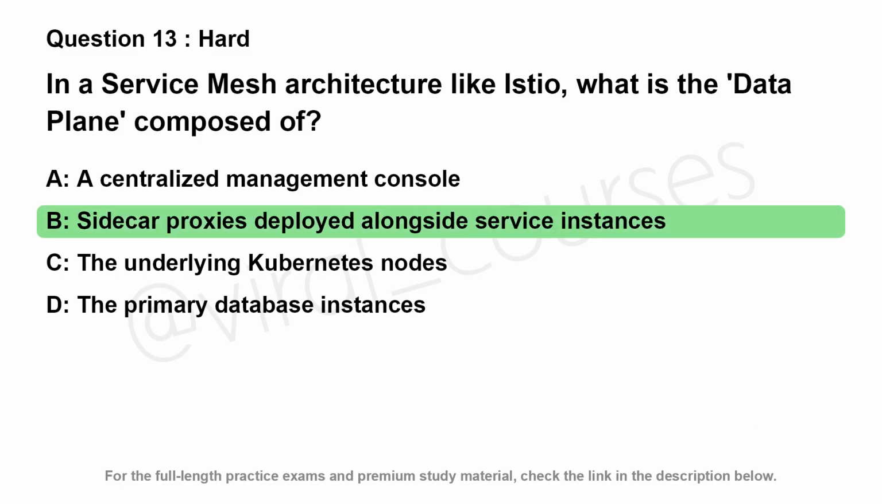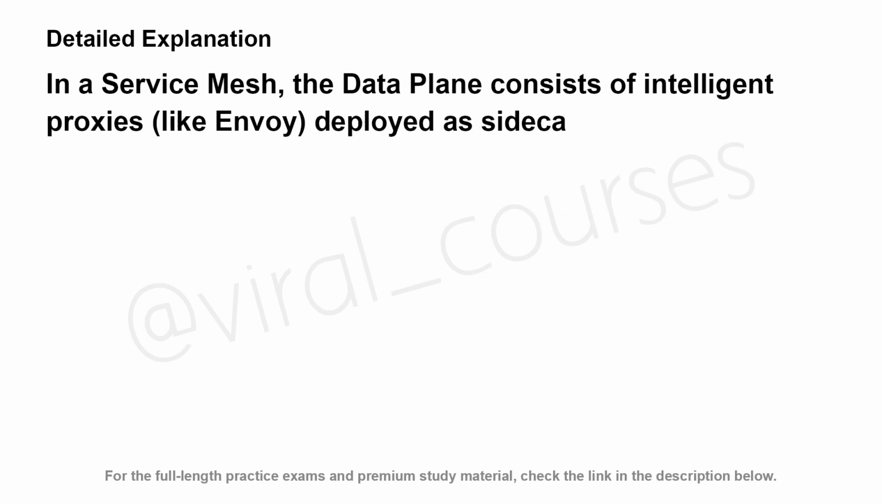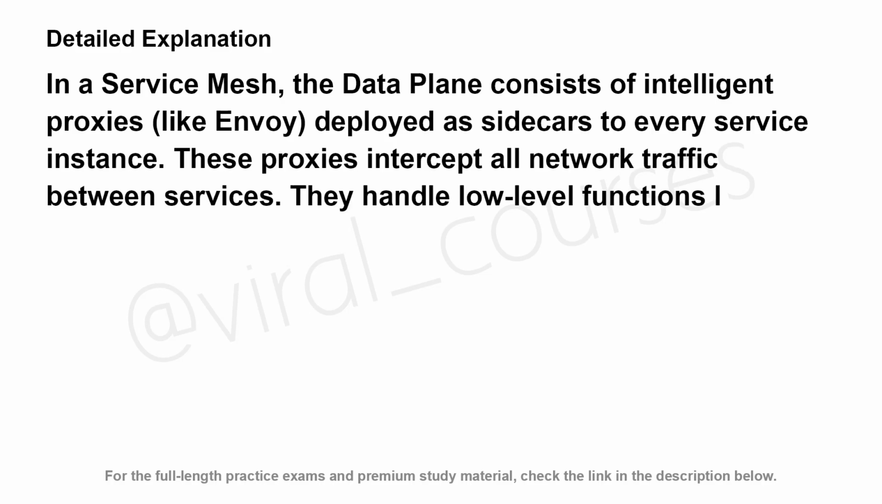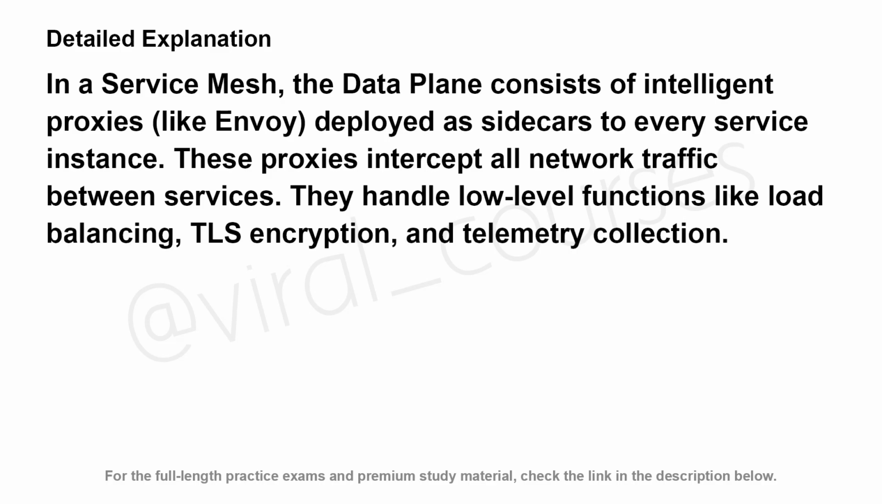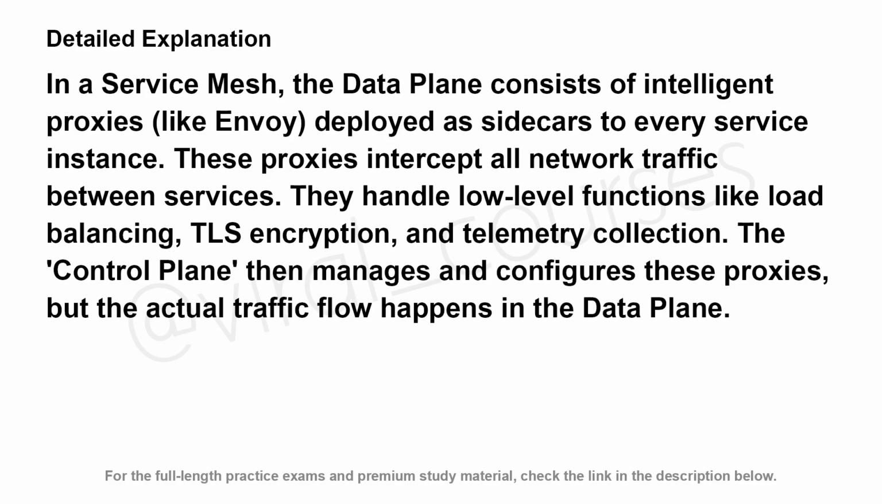The correct answer is B. In a service mesh, the data plane consists of intelligent proxies, like Envoy, deployed as sidecars to every service instance. These proxies intercept all network traffic between services. They handle low-level functions like load balancing, TLS encryption, and telemetry collection. The control plane then manages and configures these proxies, but the actual traffic flow happens in the data plane.